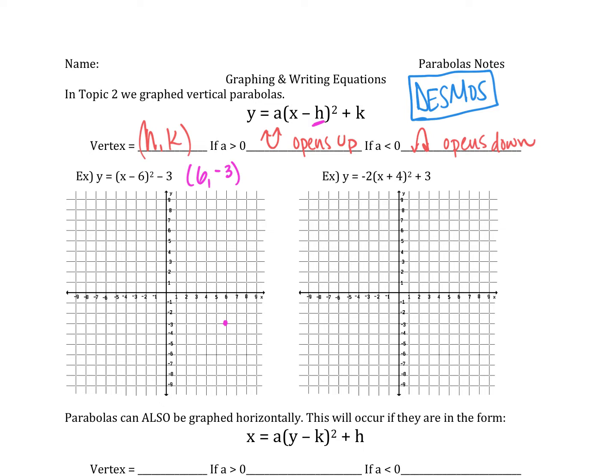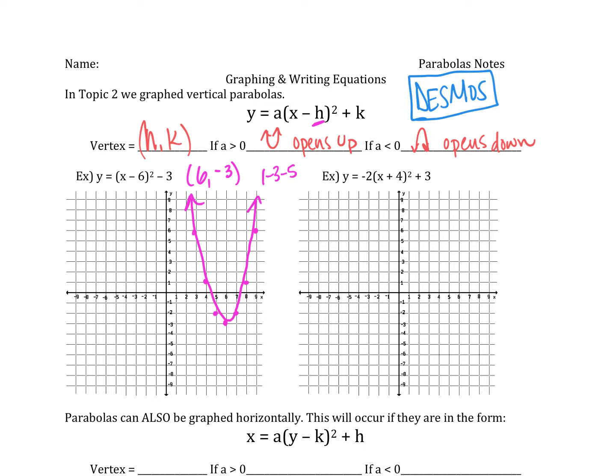Our 1, 3, 5 rule says that we go over 1, up 1, over 1, up 3, 1, 2, 3, and then over 1, up 5, 1, 2, 3, 4, 5. That was the 1, 3, 5 rule. We mirror it because we know our parabola is symmetrical, so we can make it the exact same on each side, or you can always do the counting again. We know it opens up because a is positive, so we sketch our graph like that.